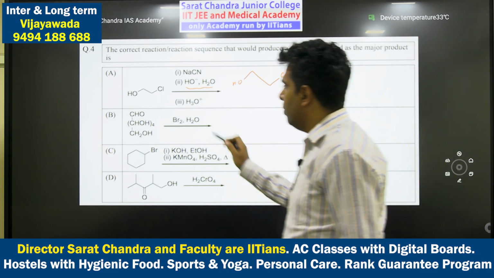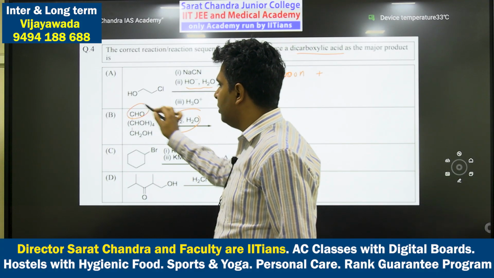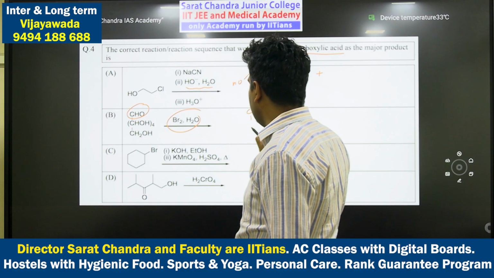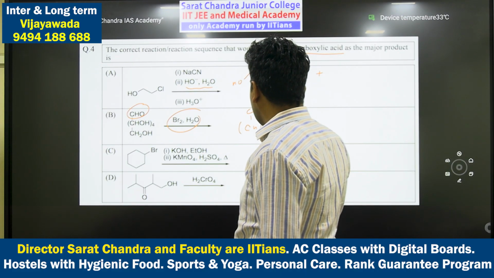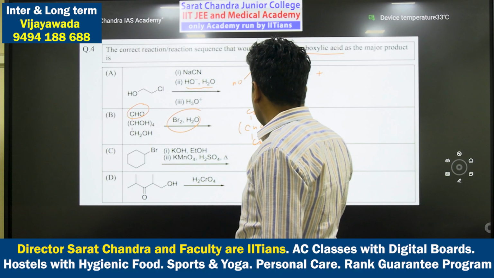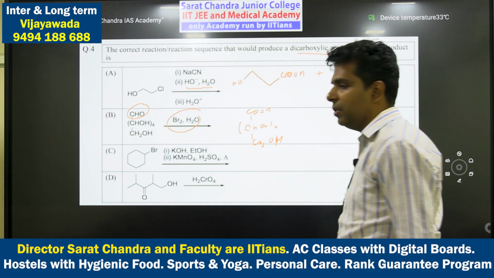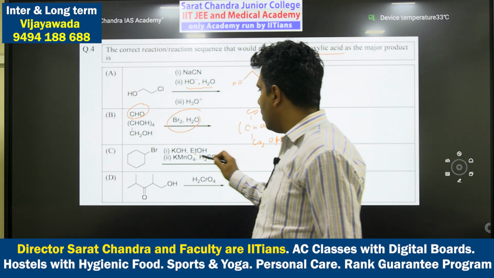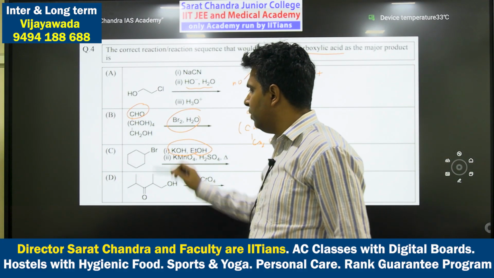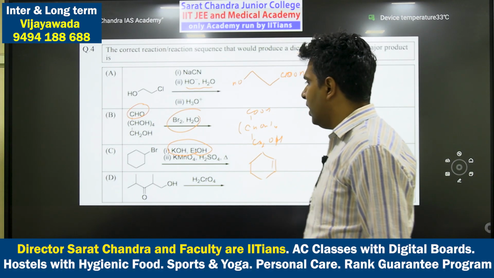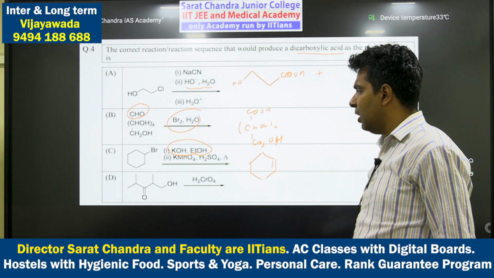Then second option, bromine will do oxidation of this aldehyde. Only aldehyde will be oxidized, alcohol will not be oxidized. So this is the product of oxidation with bromine. So only one carboxylic acid is there in this, dicarboxylic acid is not there. Now alcoholic KOH will do elimination of bromide to give alkene.